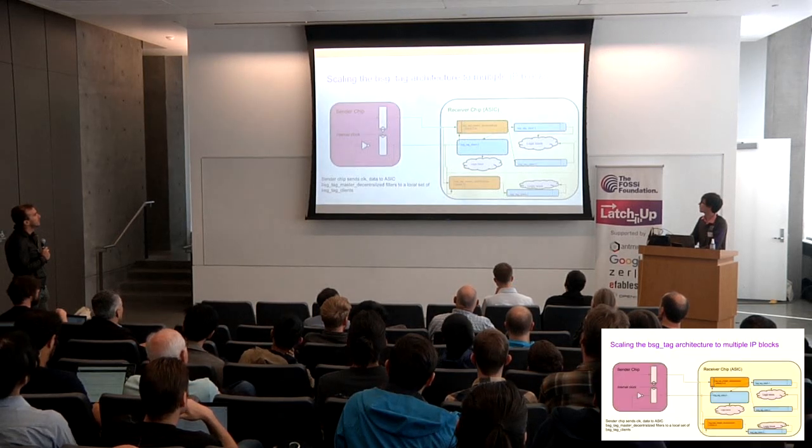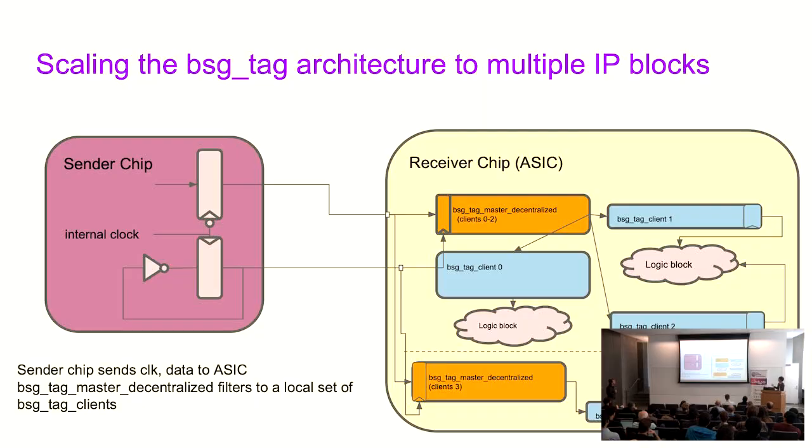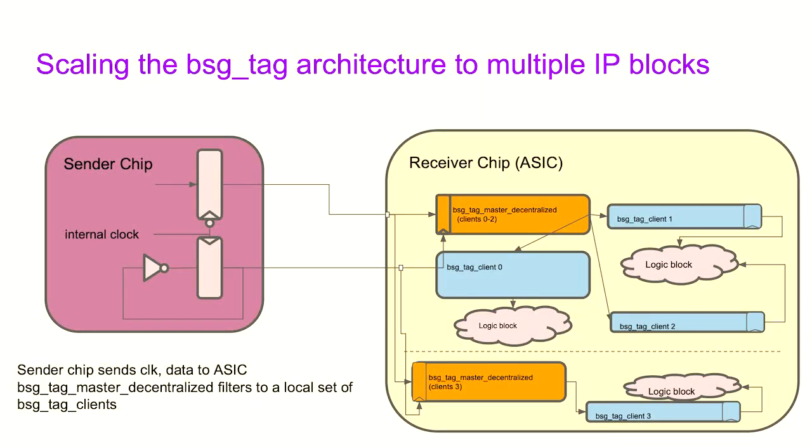Basically the easiest way is you have an internal clock which is generating the tag, and you send the clock every other cycle, and then you send the data on the negative edge. Cool. Yep, that's the way to do it.